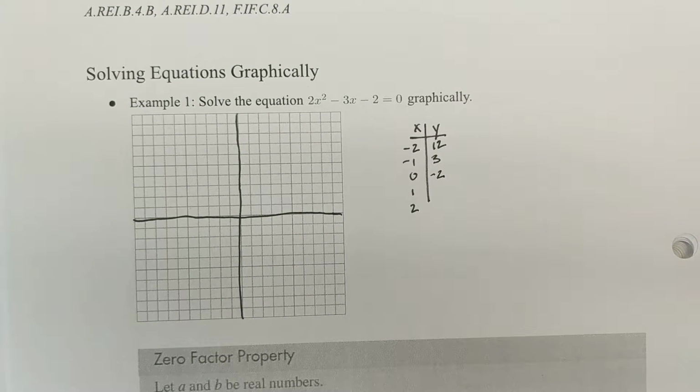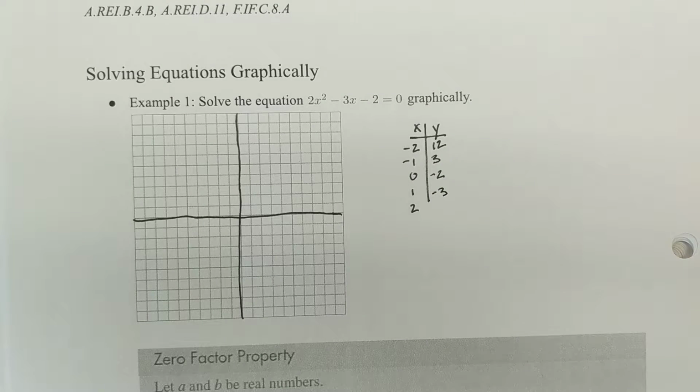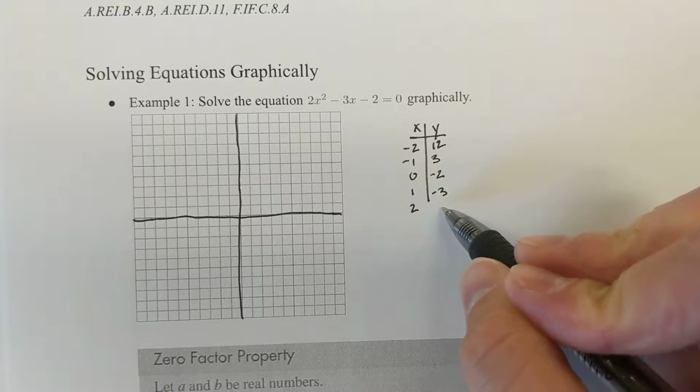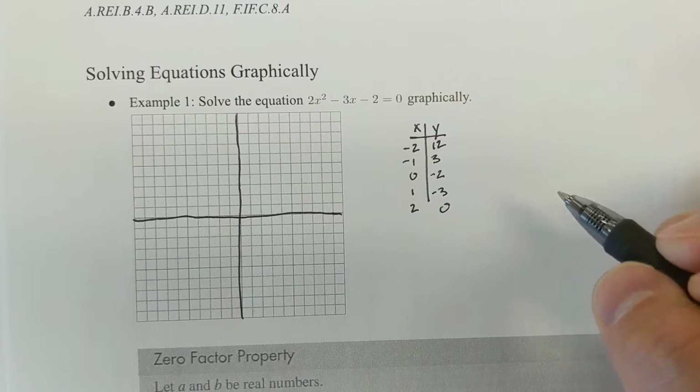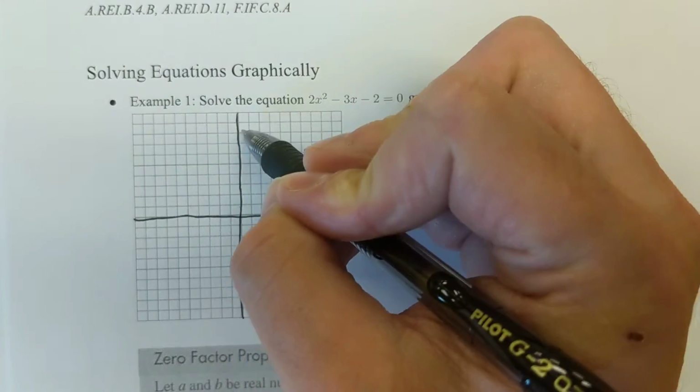If I plug 1 in, I get -3. And if I plug 2 in, I bet I'm going to get 12 again, because I can see a pattern. Oops. Oh, nope. Did I put that right? Yeah, 0. Okay, so -1, 2, 3, 4, 5, 6, 7, 8, 9, 10.